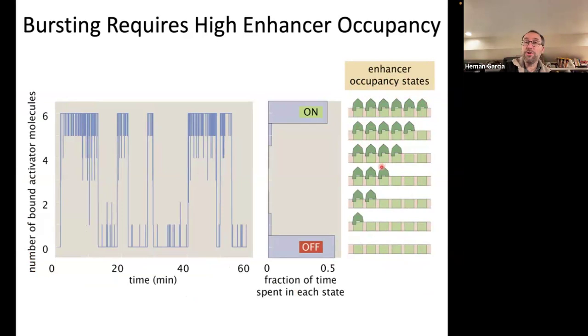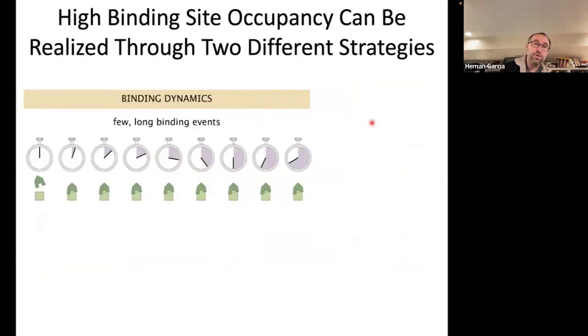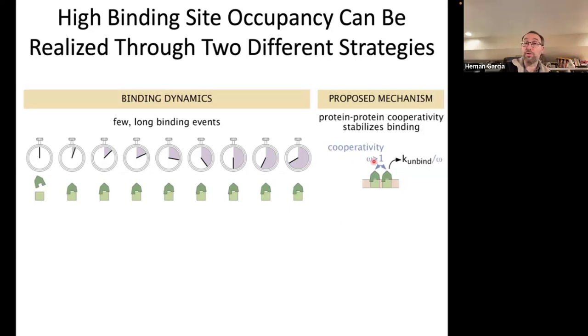And so how do you generate these states? How do you generate, for example, this full occupancy state? Well, the classical way of doing it is that you have a transcription factor that stays on the DNA for a long period of time. And this can be realized through this protein-protein cooperativity that stabilizes the unbinding rate, that decreases the unbinding rate.